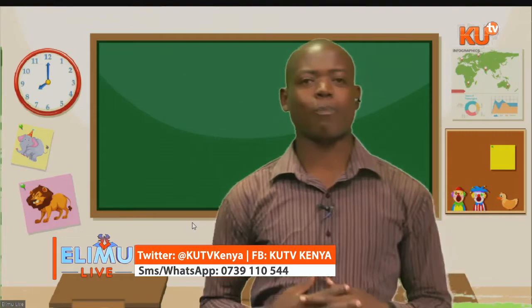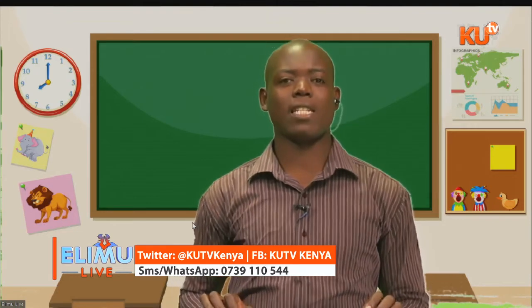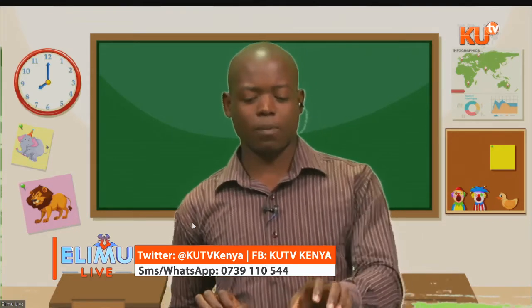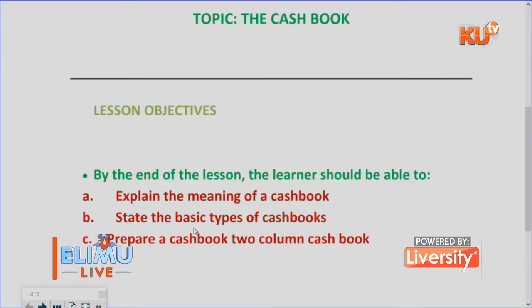Now, in our lesson today, we are going to concentrate on the following main areas as our objectives. Number 1, we will look at the meaning of a cash book. Number 2, we look at the types of cash books. And number 3, we'll discuss what we call a 2-column cash book.